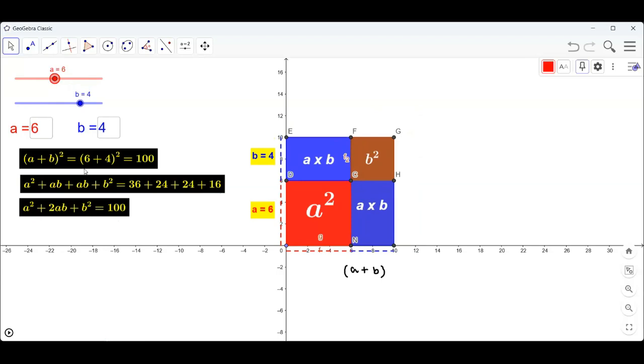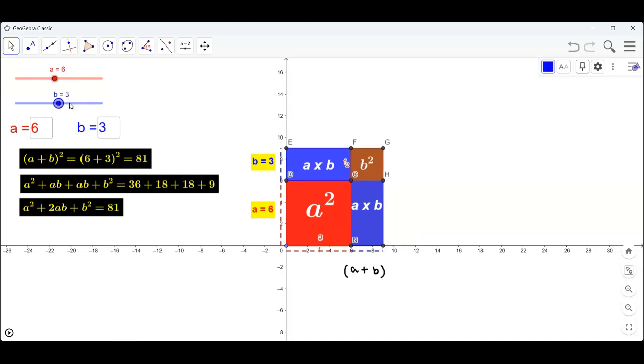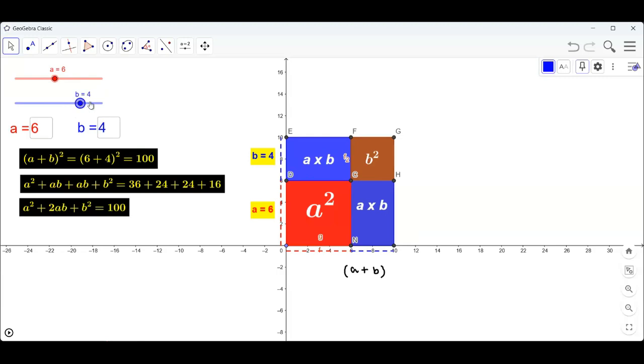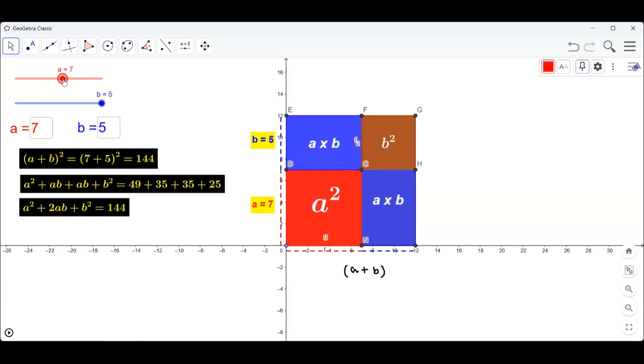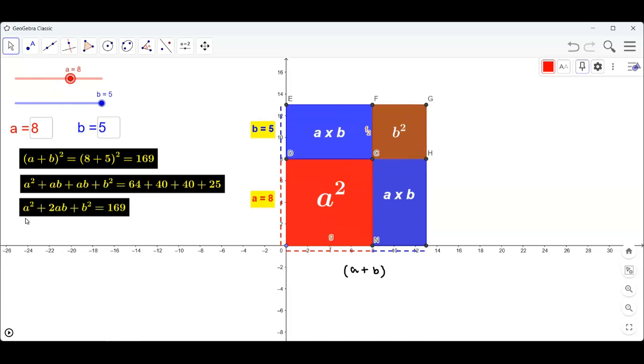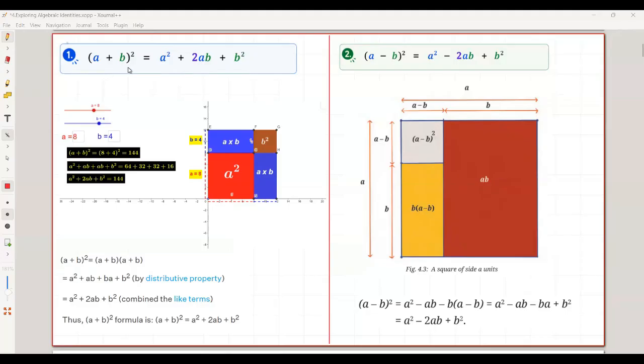If I change B value as A value is 6, so we are getting as 100. So we can just keep on changing. If you are changing A value or B value, both the sides, left hand side and right hand side, are going to be equal. This is one of the first identities. A plus B the whole square is equal to A square plus 2AB plus B square. So once again, A plus B the whole square is equal to A square plus 2AB plus B square.